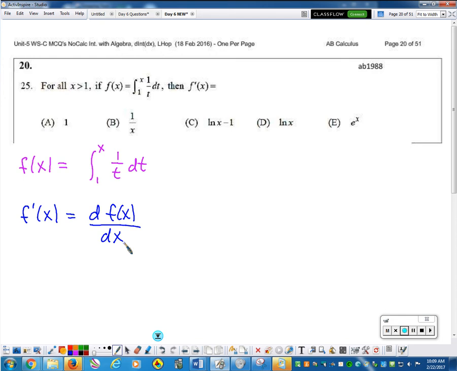Which means we have to take the derivative of this integral. So we go d over dx of the integral from 1 to x.